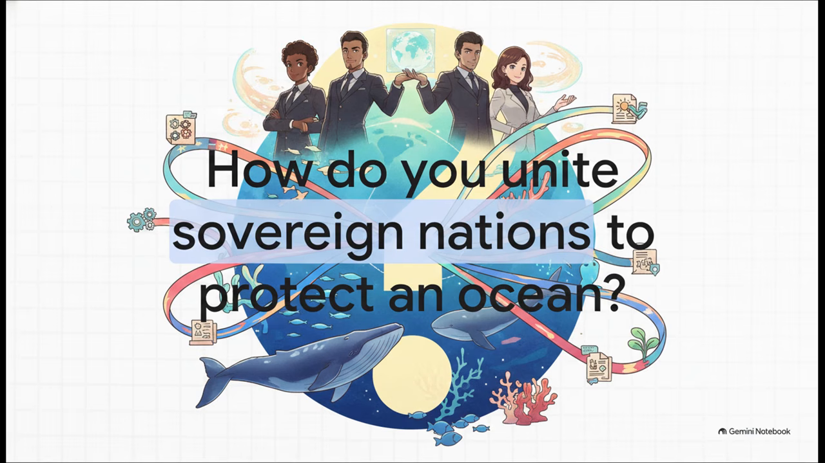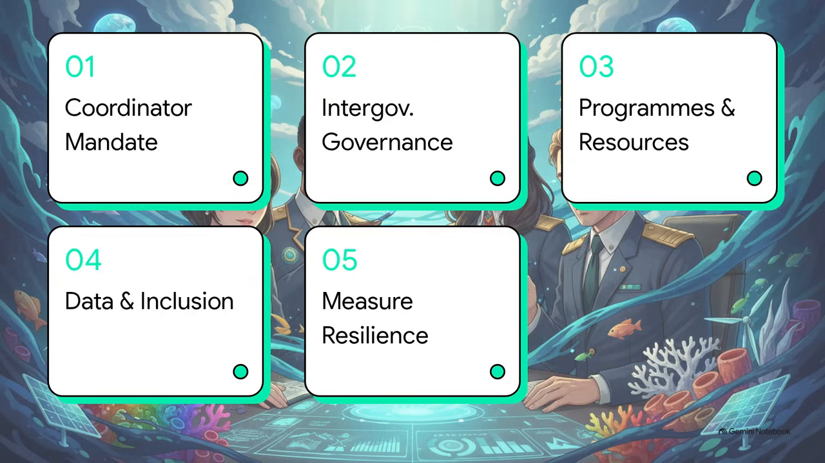You've got different countries with incredibly diverse national priorities, totally different economic capacities, distinct legal frameworks, and intense development pressures. The P5 coordinator has to somehow align all of those moving parts to create one unified front for marine protection. Honestly, it's a total masterclass in strategic leadership. So, to make sense of the whole shebang, we'll be looking at 5 core areas: the coordinator's mandate, intergovernmental governance, programs and resource mobilization, data and inclusion, and finally, measuring institutional resilience.